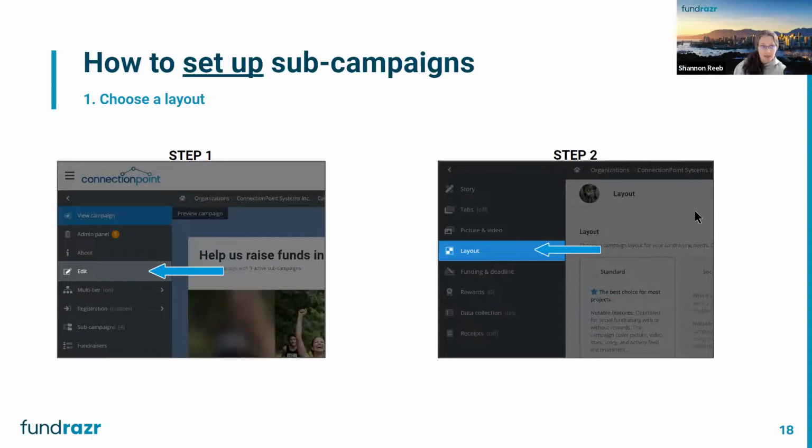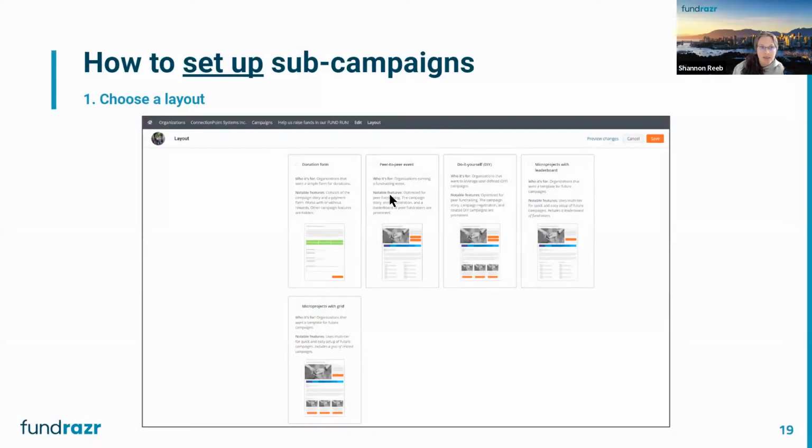And every campaign that you create is started as a standard campaign, and then you just need to change its layout. So when you have your campaign, you go to your sidebar menu and you click Edit, and then you click Layout. And in that layout, you will be able to choose peer-to-peer, DIY, micro projects with leaderboard, or grid. There's a few other layouts there as well. Those aren't sub-campaigns, but that's where those layouts live too. And then you just click that, hit save, and then boom, your campaign is now a peer-to-peer campaign.